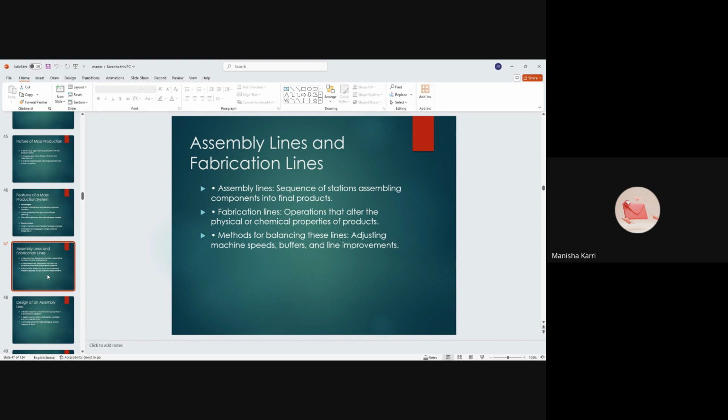So what are fabrication lines? Generally, a fabrication line involves processes that change the physical or chemical properties of raw materials to create components or products. A better example for fabrication lines is a metal fabrication line that may involve cutting, welding, or molding of metal sheets into car doors or different types of panels. The main purpose of these fabrication lines is to transform raw materials or semi-finished products through some physical or chemical process. Okay.